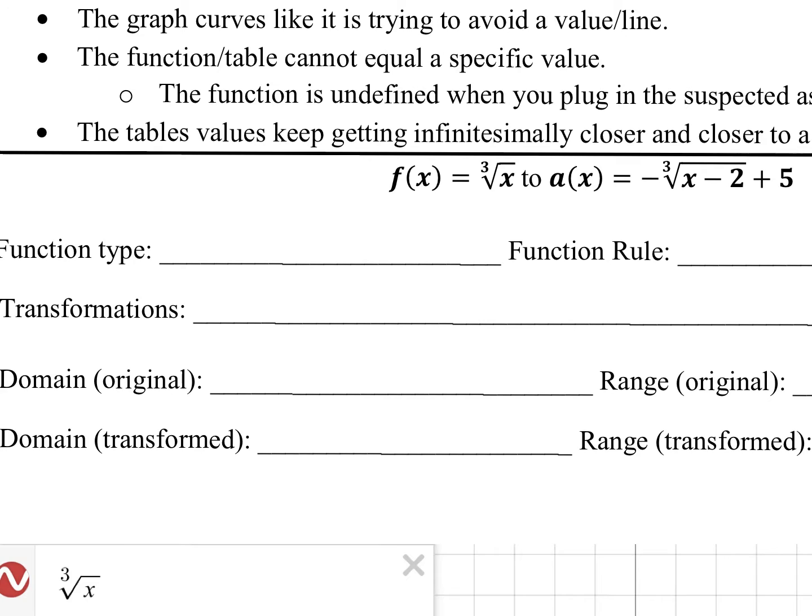So here I have f of x equals the cube root of x to a of x equals negative cube root of x minus 2, and then plus 5. The first thing I'm going to identify in all my examples in this video is the function type. This is a cube root function, so you could say cube root or odd root.